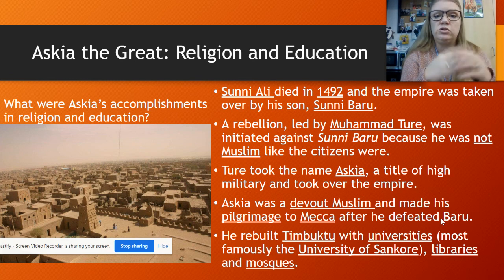He rebuilt Timbuktu. So remember that the invaders burned down Timbuktu, right? So when they burned down Timbuktu, Mali was never able to reestablish it. But after he started, Muhammad Tur rebuilt Timbuktu with universities. The University of Sankore is still a very famous university today. He rebuilt libraries and the mosques. So he completely rebuilt this city, focused on education and religion.